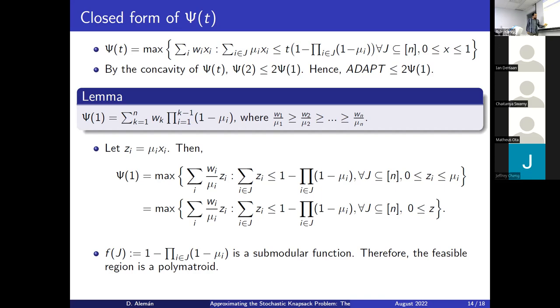If we define this function for any set of items J, f of J equal to 1 minus this product, which is this thing here, it's easy to show that that's a submodular function. And therefore, the feasible region is a polymatroid. I guess most of you should remember from Ricardo's class what that is, but I'm going to define it again.